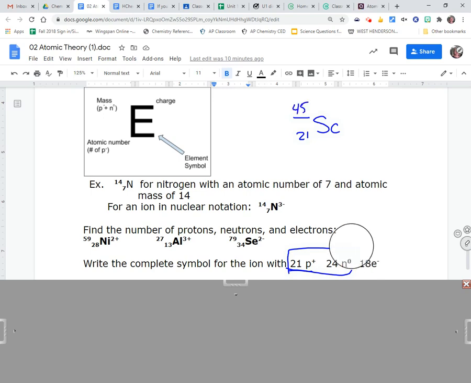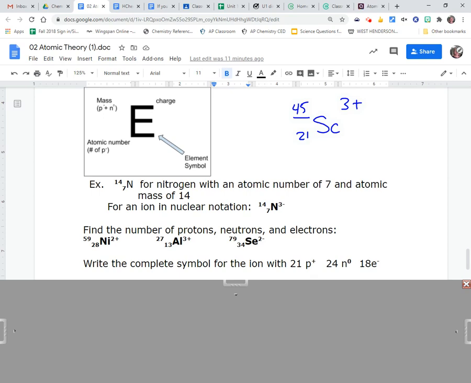And then I have to deal with the charge. I have to find the charge of this ion. So I'm going to compare my positive and negative things. I think this way is pretty easy. So which do I have more of, positives or negatives? Well, we have more positives. How many more positives? 3. And so that would be the answer to that question of writing the complete symbol for the ion with these subatomic particles.